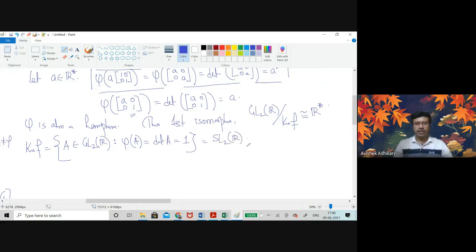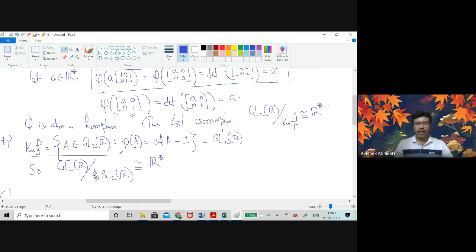So this is very important for competitive exams. So from here, we have GL2R quotient SL2R is isomorphic to R star.